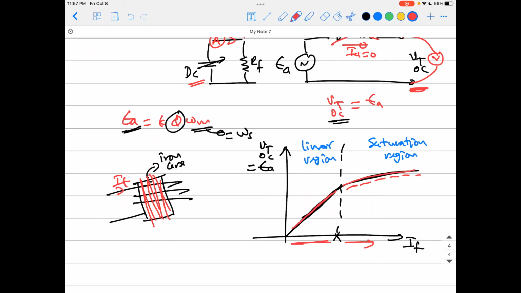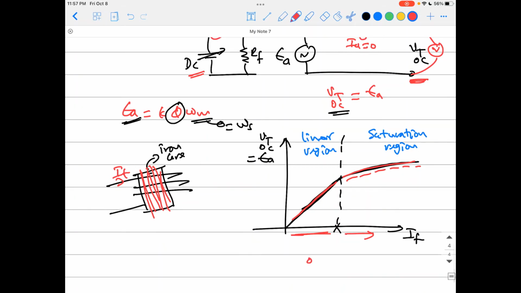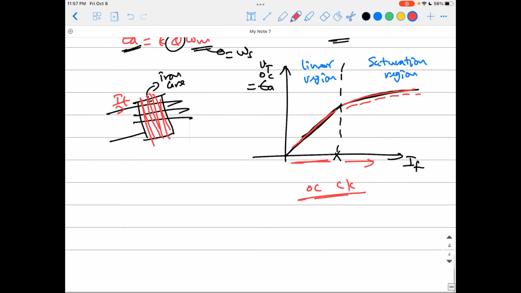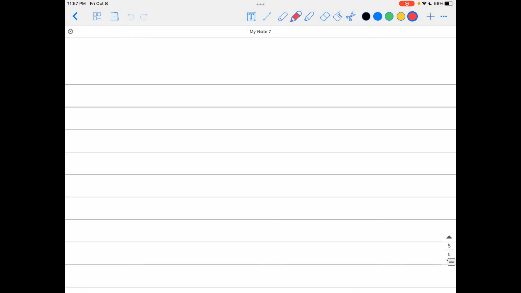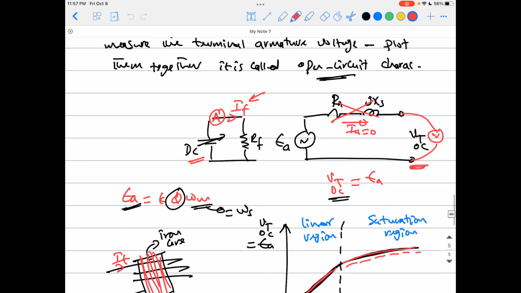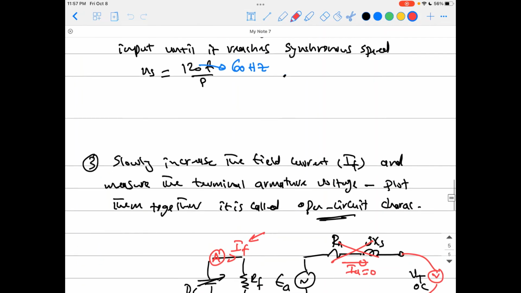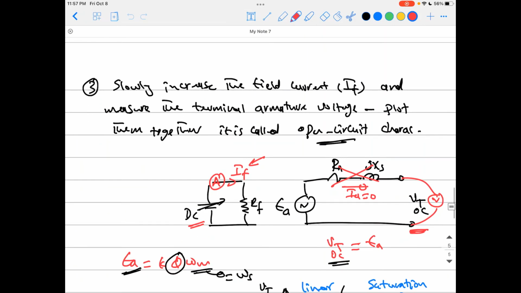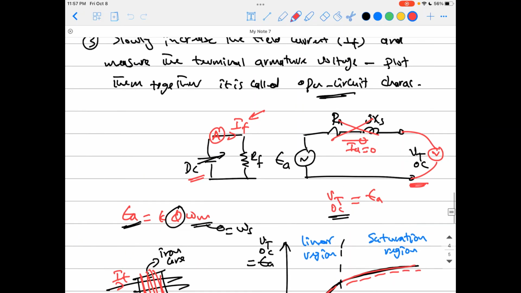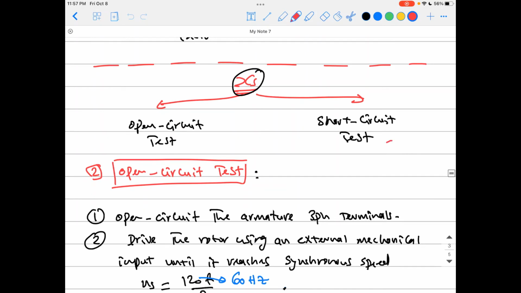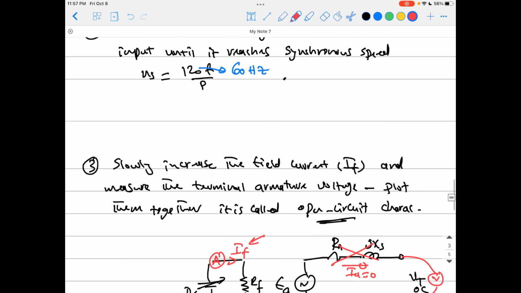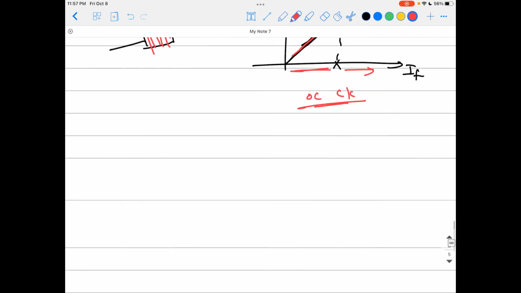Okay, guys? So this we call the open circuit characteristics. Okay, guys? But does this give us X_s? We came here to find X_s, not to find the open circuit characteristics. But I told you to find X_s, we need to do 2 tests, not just one. So this is the first test, the open circuit test. Now we go to find the second test, which is the short circuit test.